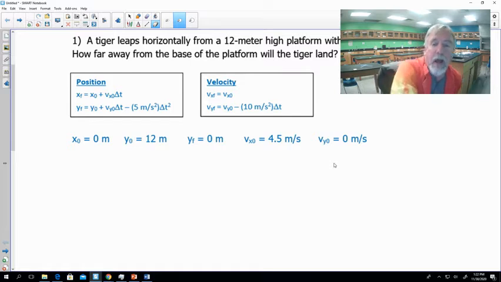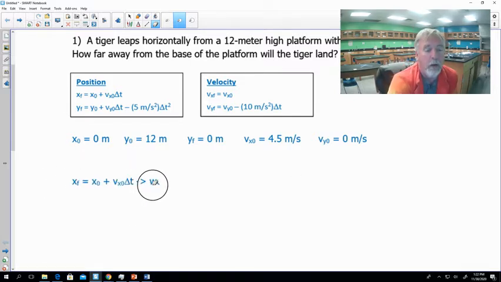We need our xf equation. So we're going to take our xf equation that we have written here in the box up at the top, x0 plus vx0 delta t. So we need to find delta t. We know our x0, we know our vx0, but we don't know our delta t. So how are we going to find it?